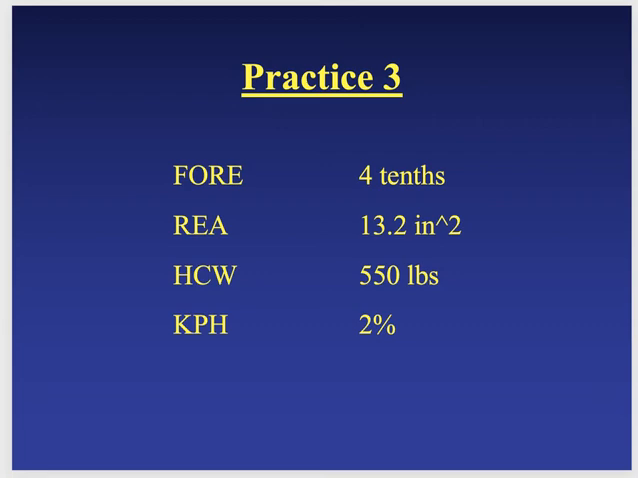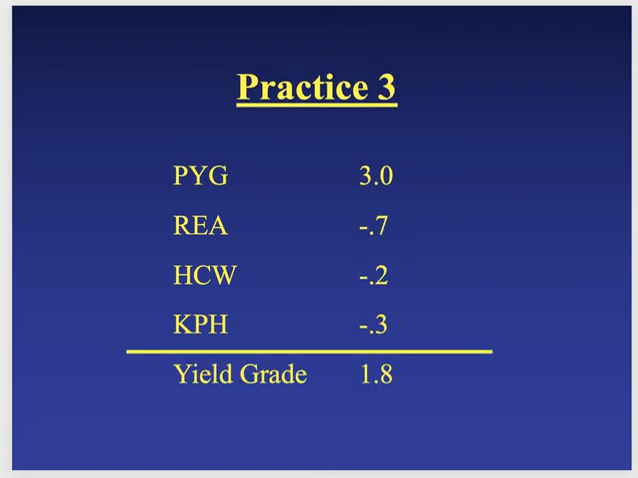Okay, all right, so here we go with these numbers. We have 4/10, 13.2 square inch ribeye. And then we have a 550-pound carcass. We figure about 2% weight on the KPH, 2% kidney, pelvic, and heart fat on the weight of that amount of fat. So here we go to our practice session.